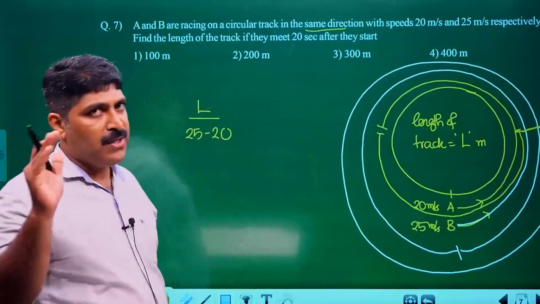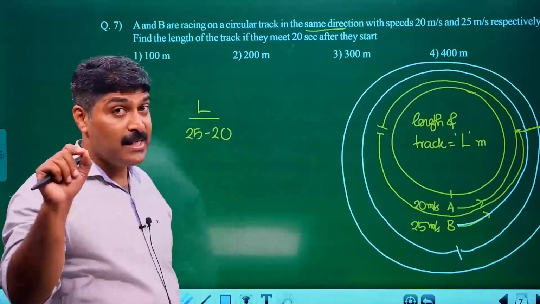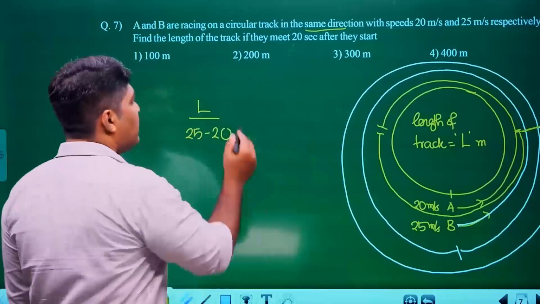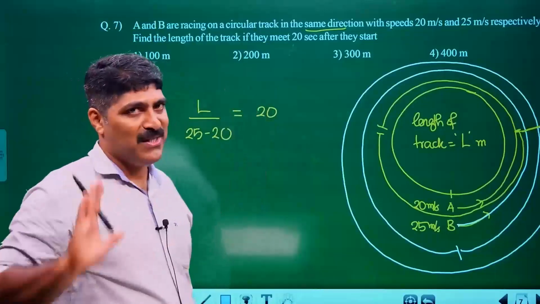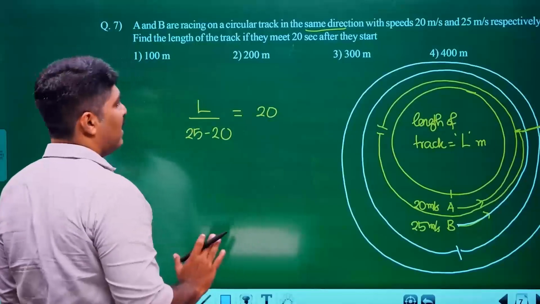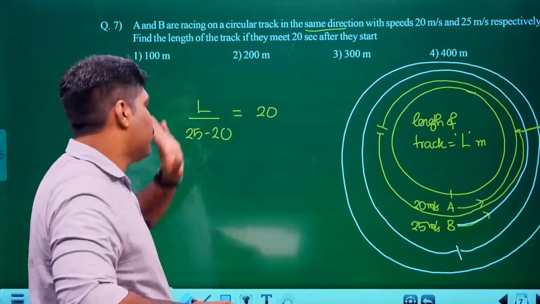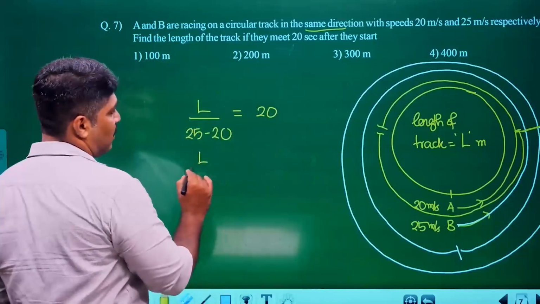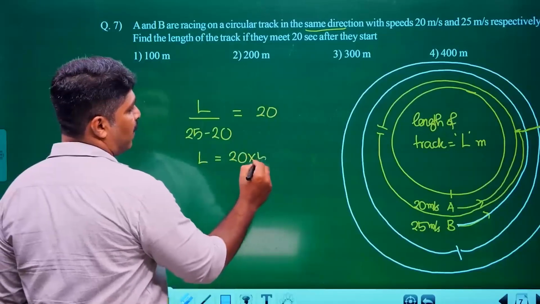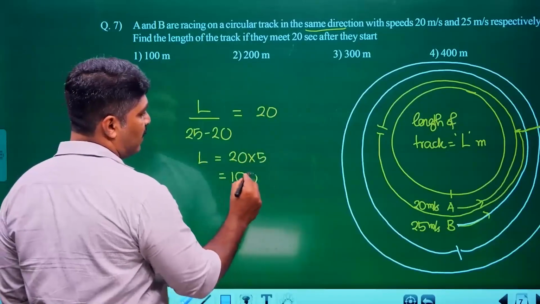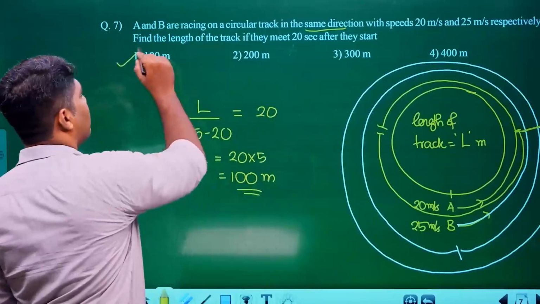Understand the units of these measures. L is in meters, 25 and 20 are in meters per second, so all are matching. It is given that the total time is 20 seconds, so that time also matches. So the result: L, the total track length, divided by 25 minus 20 is equal to 20. So L equals 20 into 5, since 25 minus 20 is 5, which is equal to 100 meters. So the length of the track is 100 meters.